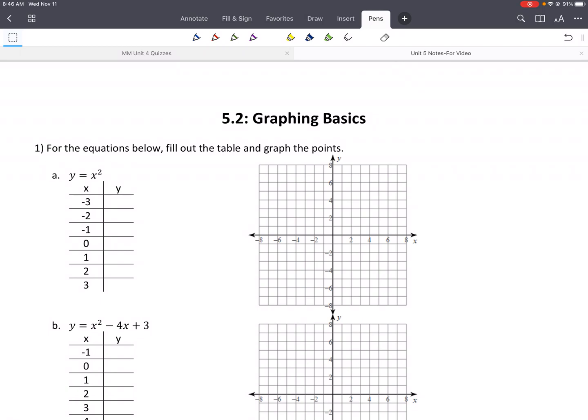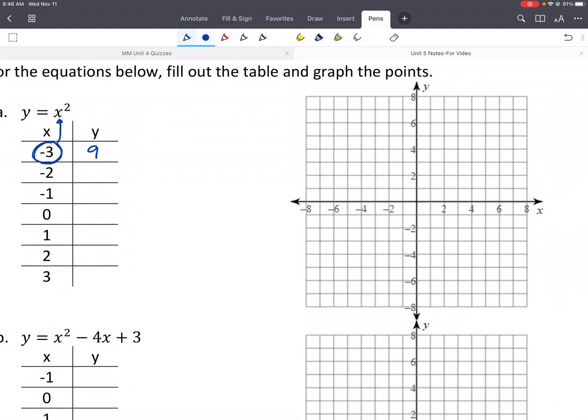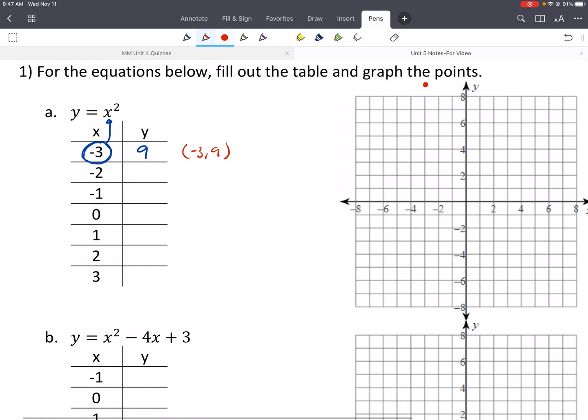Alright, so one way you can graph is by plugging x's into your equation and getting y's. If we have the equation y equals x squared, and we want to find the point that corresponds with x being -3, we could just plug that in and get -3 squared, or 9. So that's one way you could graph. The -3 and 9 would give us our ordered pair, -3, 9, and we could graph that, and it would give us a point about right there. Okay, and we could continue doing that.